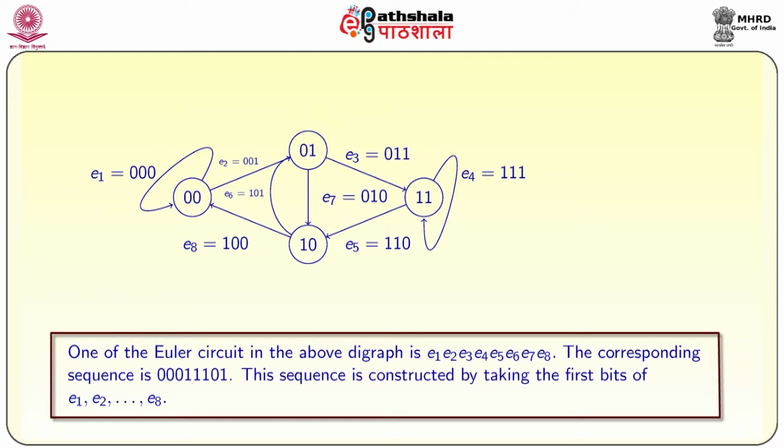Now, instead of taking from the 4th bit onwards, we are considering the 2nd bit onwards, that is, 0 0 1 is E2 and 0 1 1 is E3 and so on. So, this sequence is constructed by taking the first bit of E1, the first bit of E2 and so on, up to the first bit of E8. You can see that the first bit of E1 is 0, the first bit of E2 is also 0, the first bit of E3 is also 0, the first bit of E4 is 1. So, in that way we constructed this.